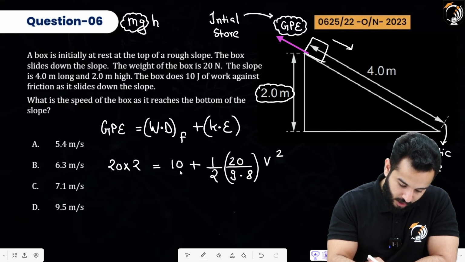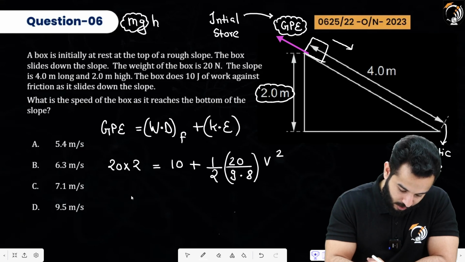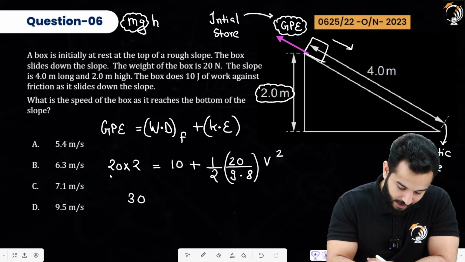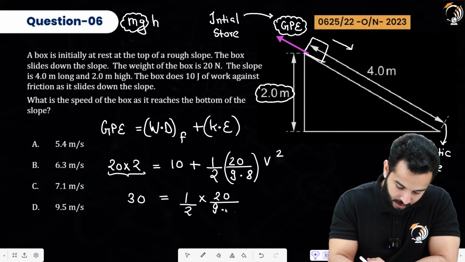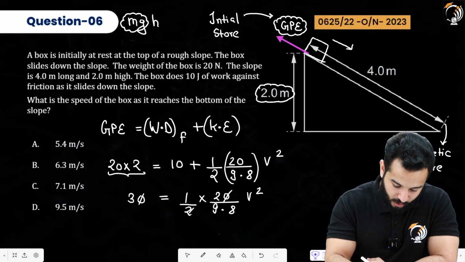So this is going to be 30. Hopefully you're getting it. This is actually 40 minus 10, which is 30. Half times 20 over 9.8 times v square. You can cancel out these zeros. You can do it by your way.